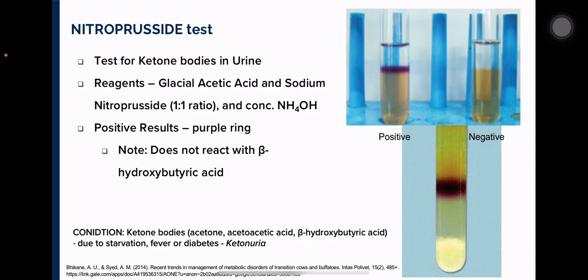They are normally not detectable in the blood or urine, but in normal metabolism, fat is broken down in the tissues to glycerol and fatty acids. So the free fatty acids are transported by the plasma albumin to the liver, where they are broken down to acetyl coenzyme A or the acetyl CoA molecules.